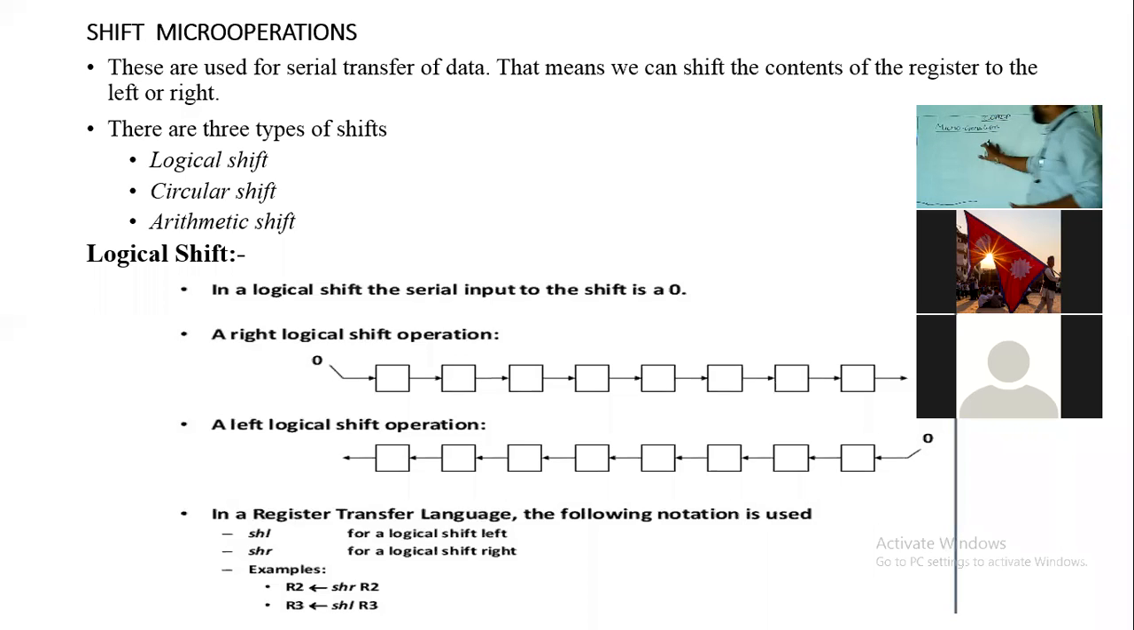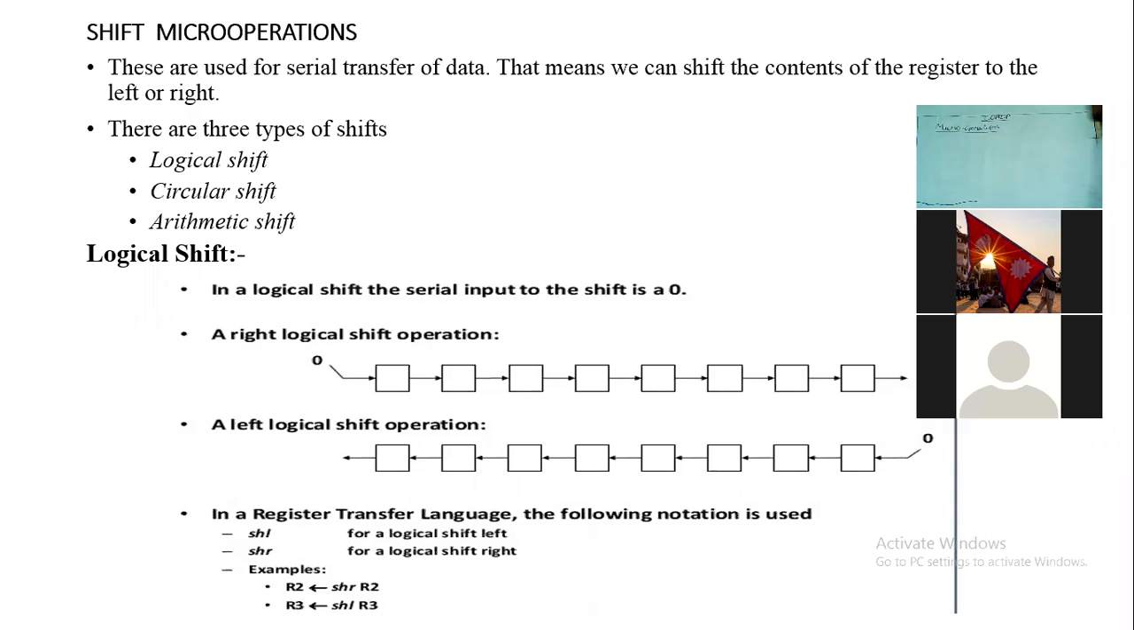In the last lecture we discussed two types of operation: one is arithmetic operation, and second is logical operation. The third operation is shift operation. We will do shift operation today, and before starting it I will give you one example of arithmetic and logical operation. Arithmetic operations are like addition, subtraction, increment, decrement.